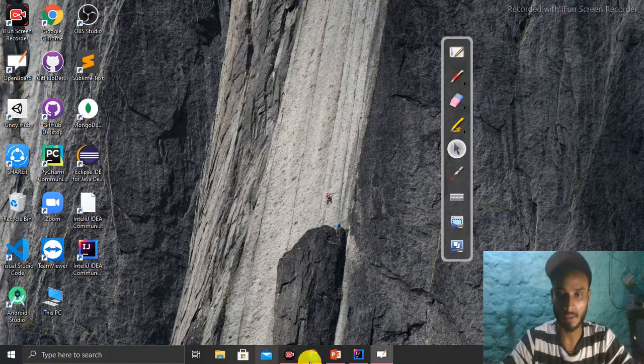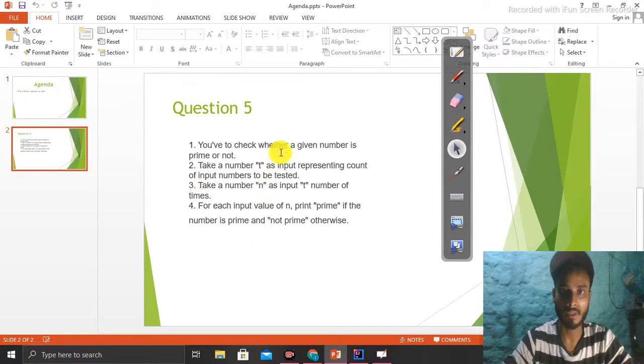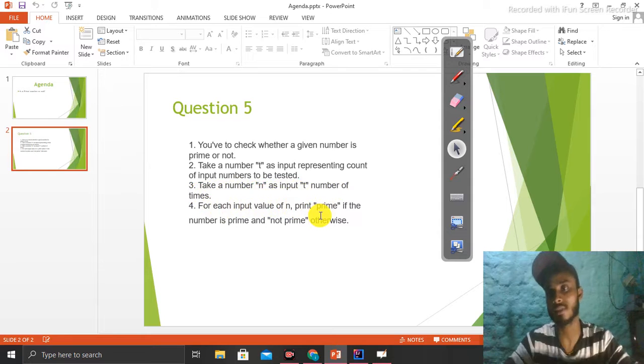So let's get started. This is the question which is going to be solved. You have to check whether the given number is prime or not. Take a number t representing the count of input numbers to be tested, and take a number n as input t number of times. For each value of n, print prime or not. Basically this question says, take input from the user. Suppose the user inputs 5 values, then tell whether these 5 values are prime or not.